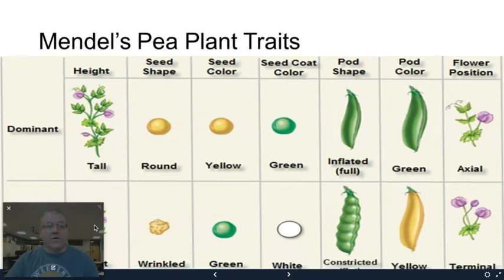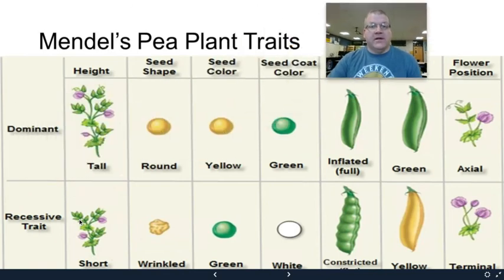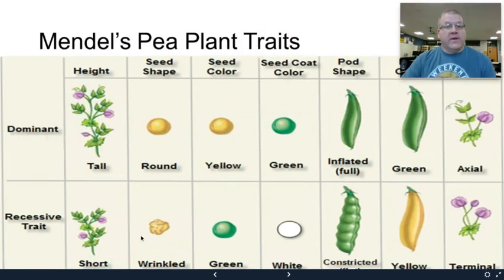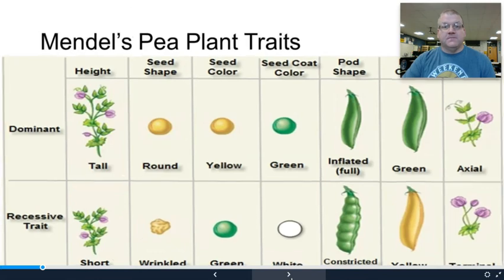And here are those characters. Tall plants were dominant to short plants, round plants were dominant to wrinkled, and so on and so forth. And each of these was merely a case of simple dominance.